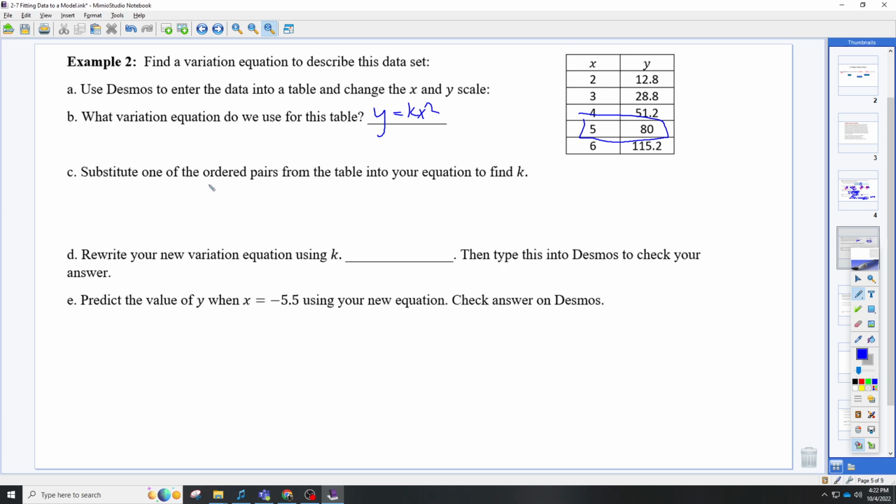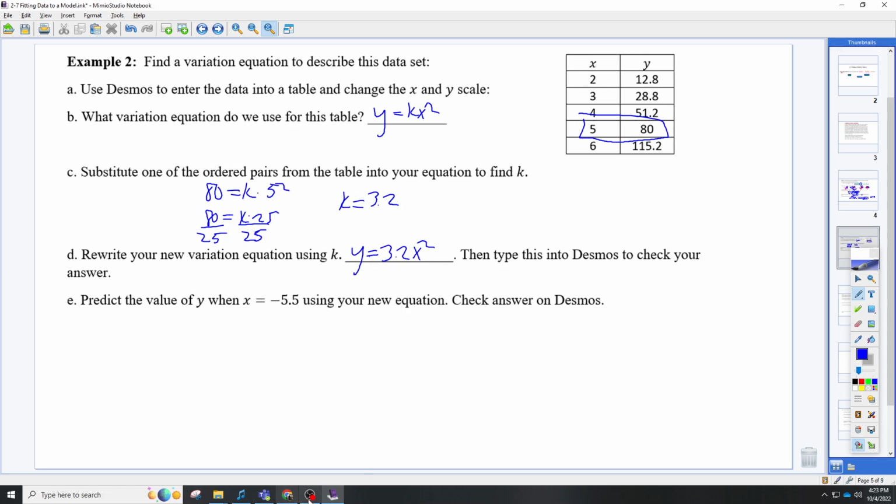So we're going to do 80 equals k times 5 squared. That would be k times 25 equals 80. Divide by 25. Let's see what you get. I got 3.2. So rewrite your new variation equation using k. So we have y equals 3.2x squared. Type into Desmos and check it.